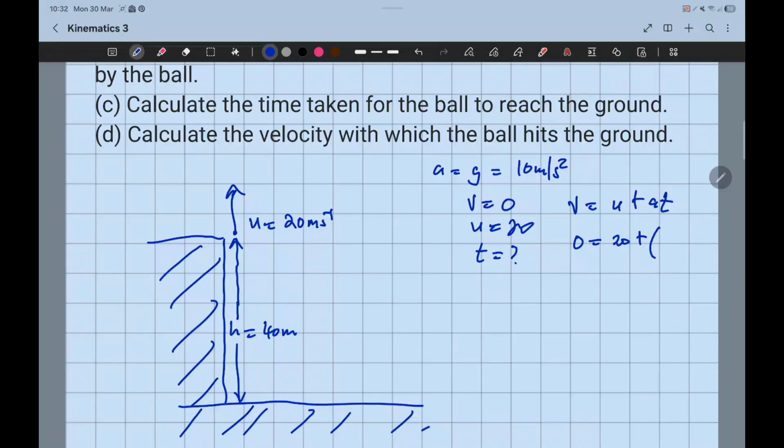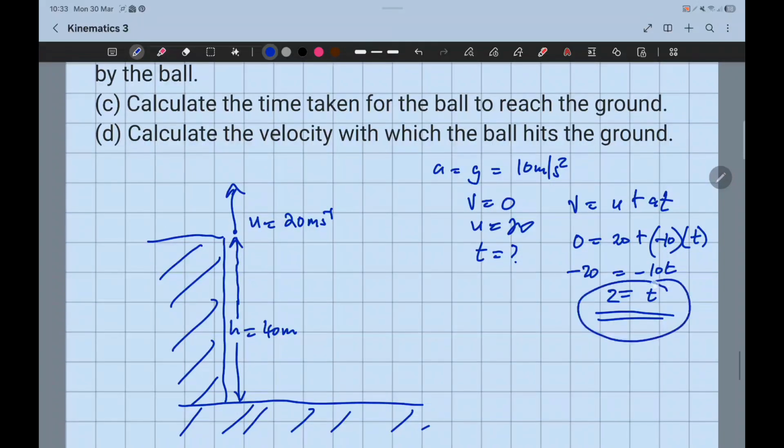So acceleration yedu is negative because it would decelerate as it goes to the maximum height. So negative 10 multiplied by t. Negative 20 equal to negative 10t. T is equal to 2 seconds. So time inotorwa kusvika maximum height is 2 seconds. Don't forget to write SI unit every time paunonyora answer yako.